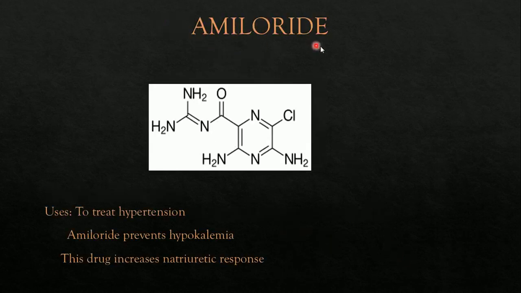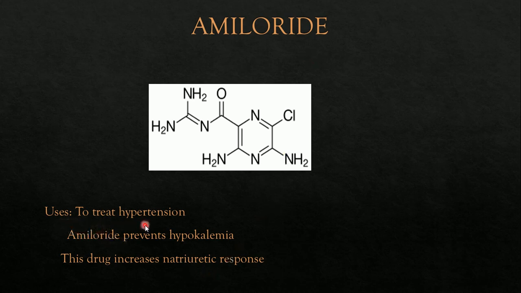Next structure is amiloride. Amiloride is the structure which contains pyrazine as the basic nucleus. Pyrazine contains 1 chloro group at third position, 2 amino groups at second and 6th position. Here at 5th position there is a carbonyl group. Carbonyl group is attached with guanyl group. What is guanyl? Single carbon is attached to 3 amino groups, then that structure we'll call it as guanyl group. That is the entire structure of amiloride.